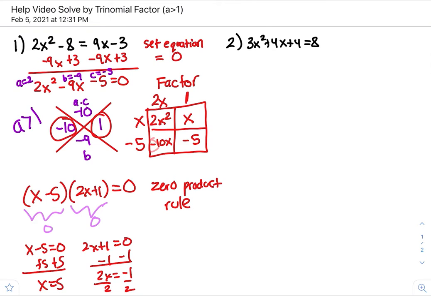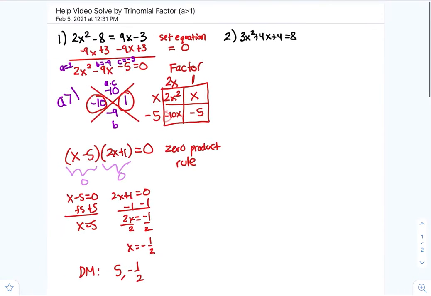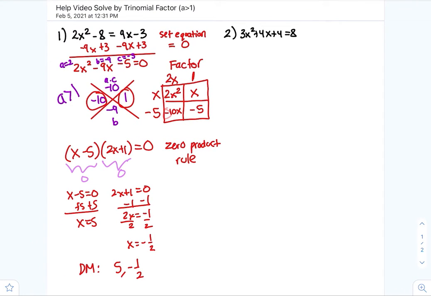Now let's get number 2. For number 2, again, set the equation equal to 0, so subtract 8 from both sides. 3x squared plus 4x minus 4 is equal to 0. Now we've got to factor, so a is equal to 3, b is equal to 4, and c is equal to negative 4. We've got the X method: a times c up top, b on the bottom.